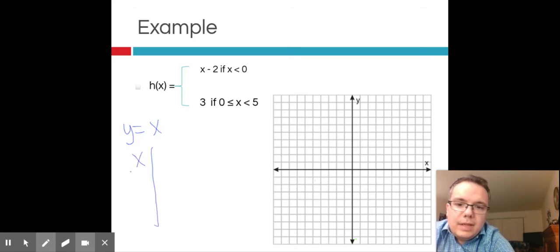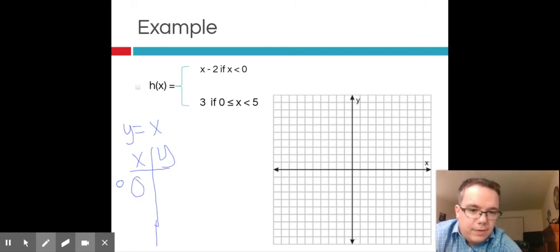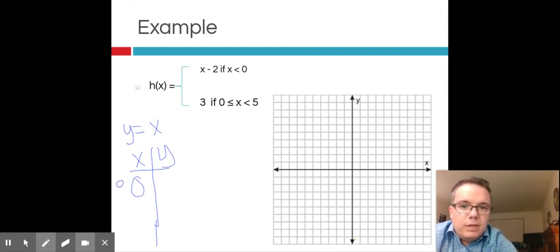So make my xy chart. 0 is an endpoint. Since we are less than 0, I'm going to put an open dot there because 0 is not actually part of my solution, but it is an endpoint, so I have to put it in. I want to choose numbers that are less than 0 for this. So numbers that are less than 0 include -1, -2, and now let's plug some numbers in.